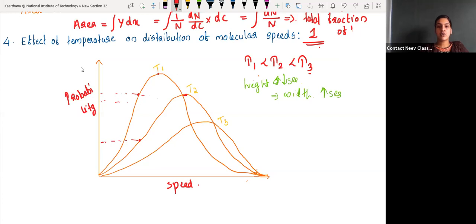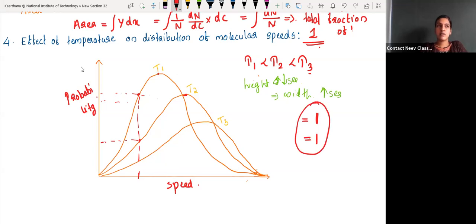If you're taking any velocity, just take this point. It was here, and for this speed, the probability was here. As temperature increases, probability decreases. And the probability term, I can define in one way, like fraction of molecules possessing a particular velocity decreases. Probability is just simply fraction, no? Total sum of probability is 1 and total fraction of molecules is also 1. So what do you mean by probability? It's just simply fraction.